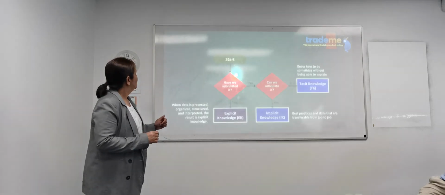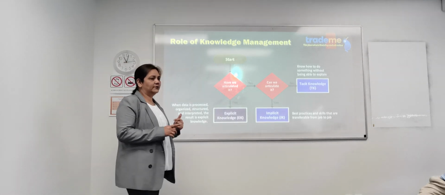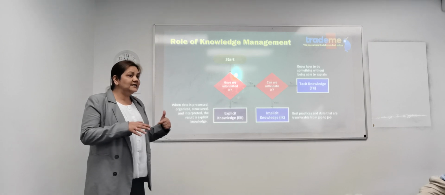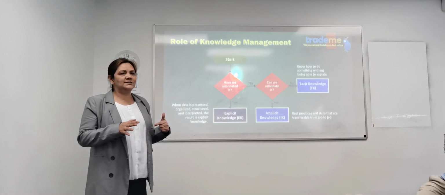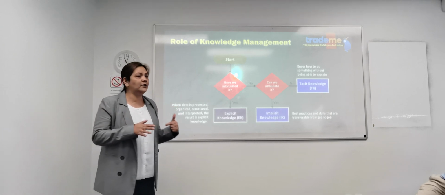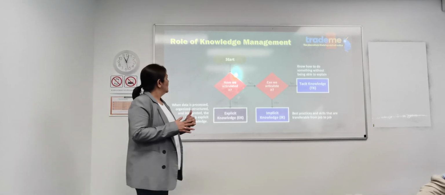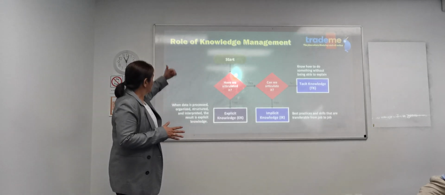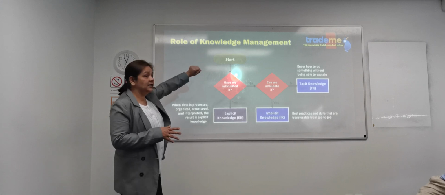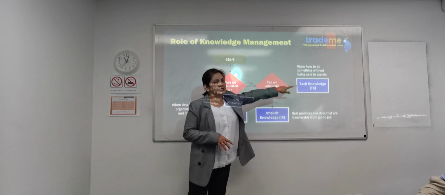Next, the role of knowledge management. This is very important because information is inside the organization, inside TradeMe. The use of this information is very important, it's vital to any company. At the start, there are actually 3 types of knowledge: the explicit, the implicit, and the tacit knowledge.